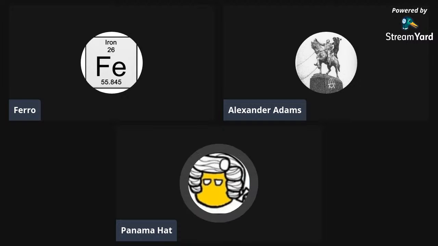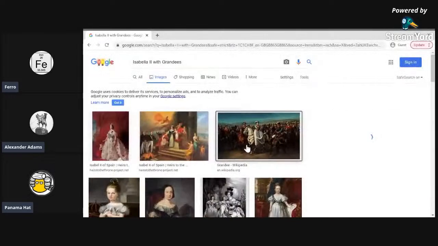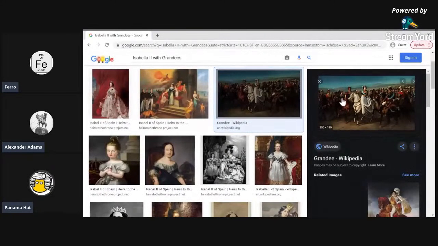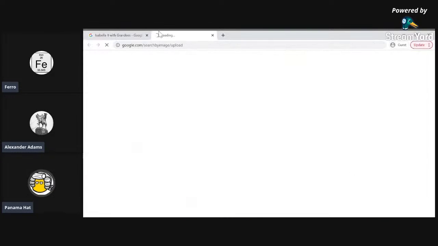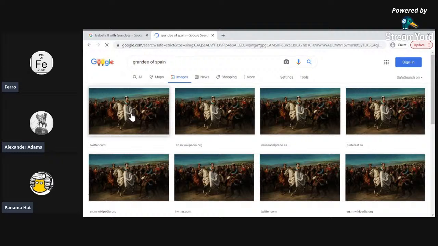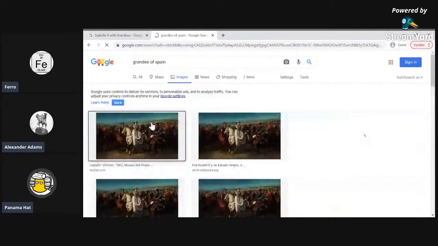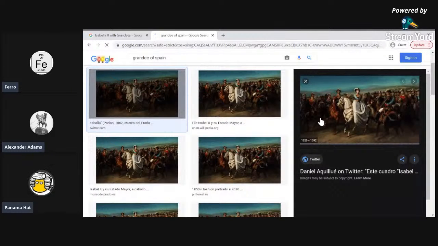Basically, because it was painted not very far from all the paintings that we just saw, the realist works. This painting here, it's slightly obscure. There aren't many large versions of it. Just trying to find it. This is an equestrian painting of Queen Isabella II of Spain and all the grandees of Spanish nobility.